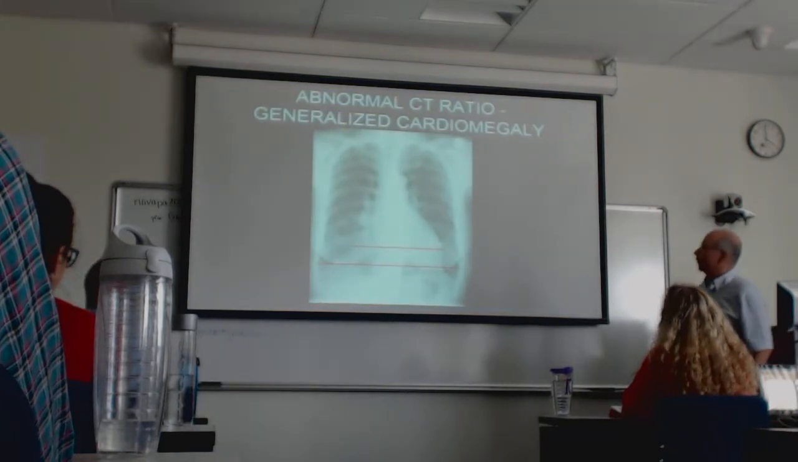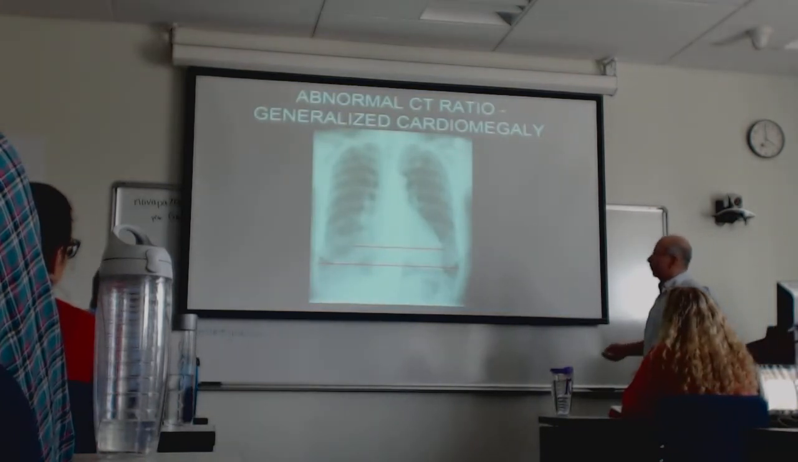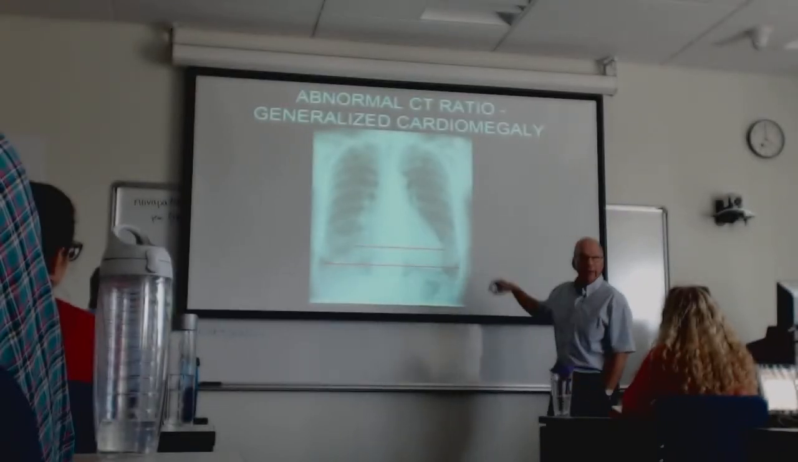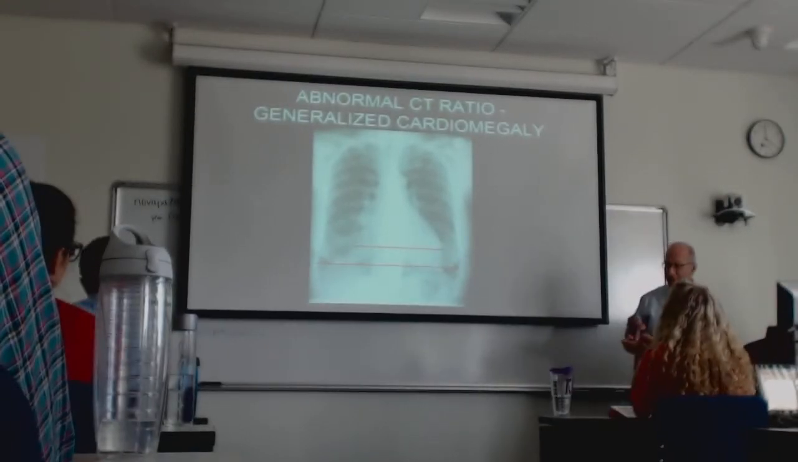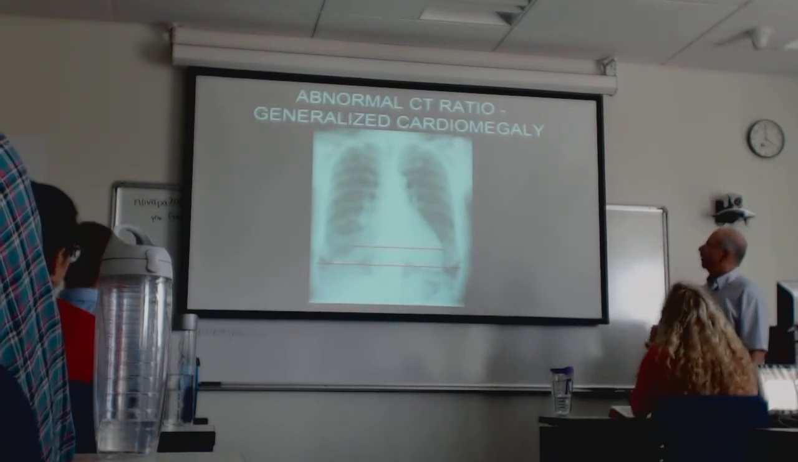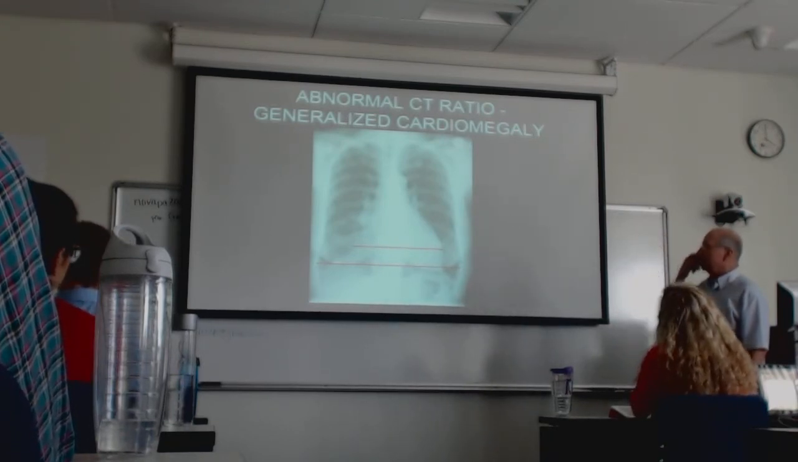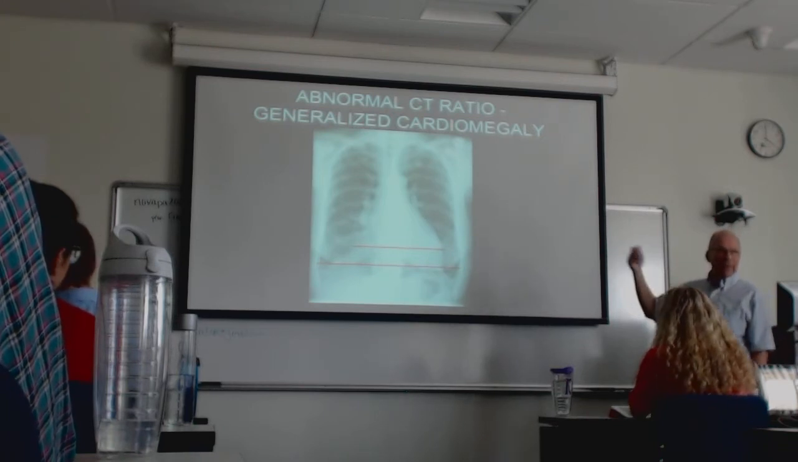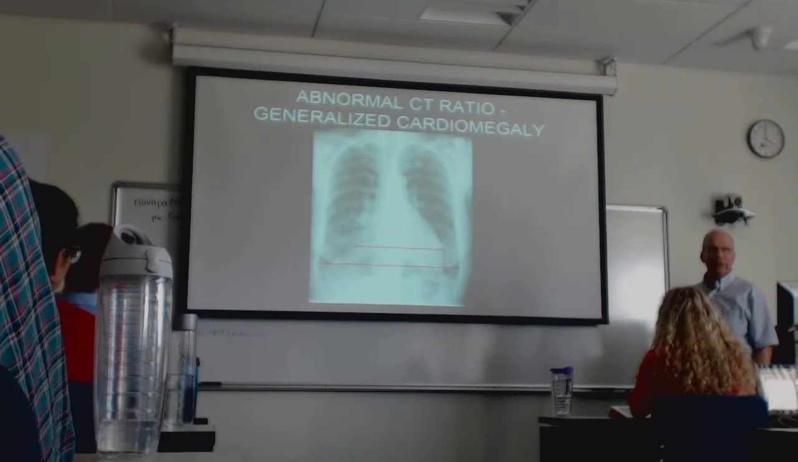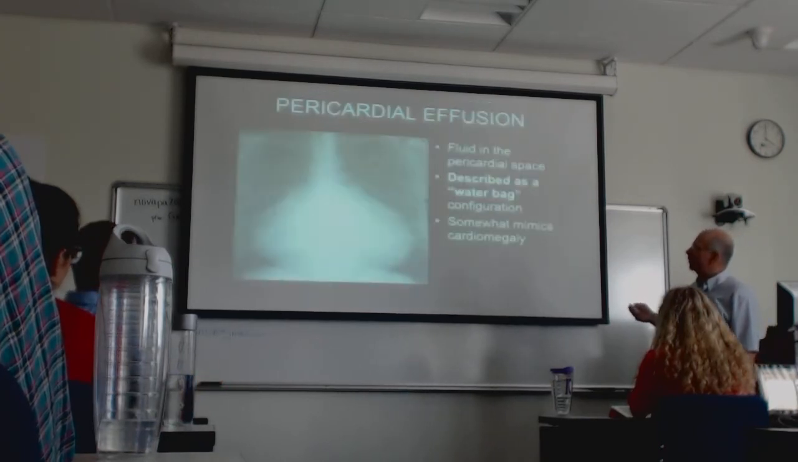So here's a picture of an enlarged heart. Here the cardiothoracic ratio is clearly greater than 50% of the diameter of the lower chest. So this is general. I mean, on a frontal view, you can't necessarily tell which chambers are enlarged. There are ways to tell which chambers are enlarged on radiographs. I don't know that we really need to get into it too much.